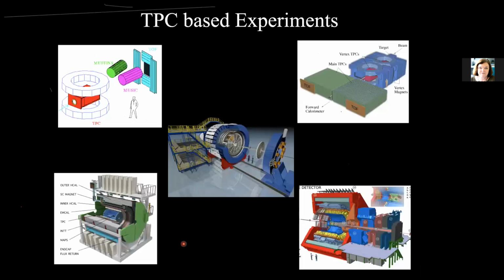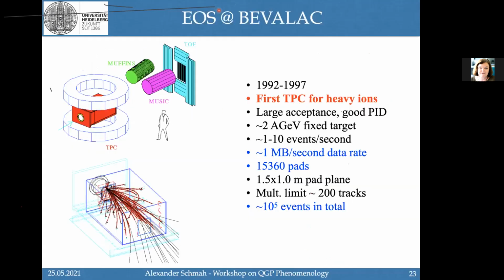So now I switch to TPC-based experiments. As you will see, TPCs have quite big advantages, but also one disadvantage. They had it in the past, actually. It's not anymore the case, namely the readout speed in comparison to those drift chamber-based experiments. So I start with the EOS experiment, equation of state. Again, at the Bevalac, as you see, there were those three major experiments, the plastic ball, EOS, and DLS.